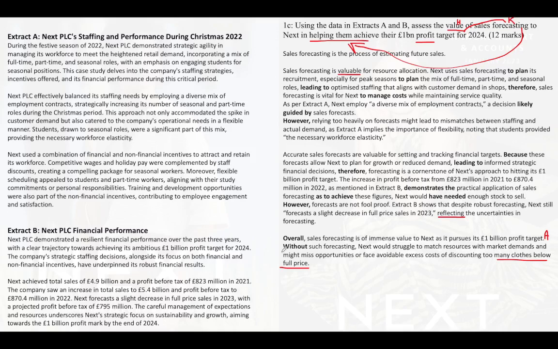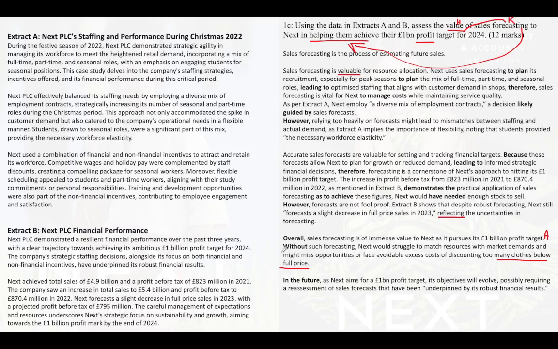Then, because it's a 12 marker, if we've got time and if we can think about it in context, and if it's not in context, don't bother writing it, let's do some sort of future orientated mocks. In the future, as Next aims for a £1 billion profit target, its objectives will evolve, possibly requiring a reassessment of sales forecasts that have been underpinned by its robust financial results. So it's basically saying the data that you're basing your sales forecasts on might become out of date in the future, depending how the market changes.